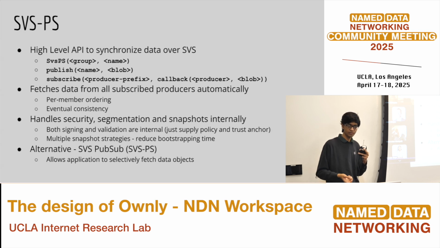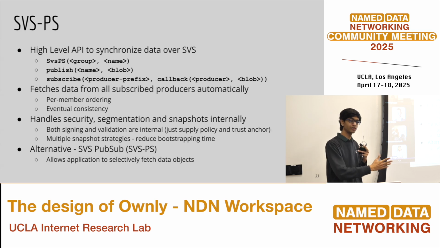And so for this application, we do need some kind of ordering, and we do need consistency. And so SVS PubSub also takes care of that. It will give you all of the data you need in order for each member. And the key thing here is that it will handle all of these things, security and segmentation, internally. So applications don't have to worry about that. You give it a piece of data, it will figure out how to sign it as long as you give it the right policies. And it will do all the segmentation to break it up into packets, and you don't have to worry about that.